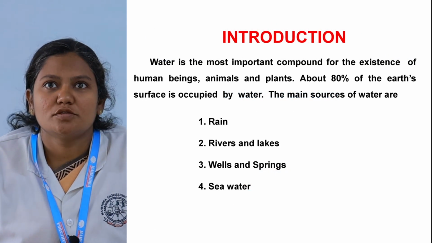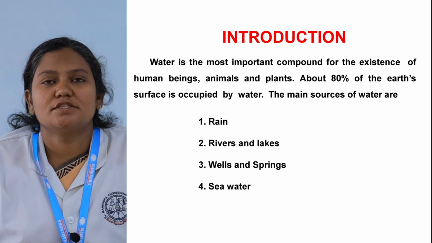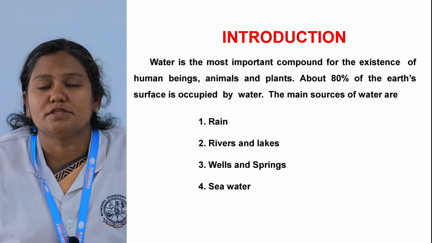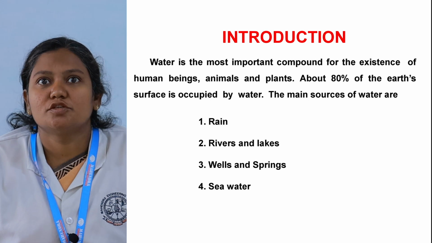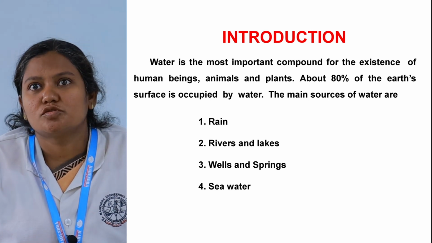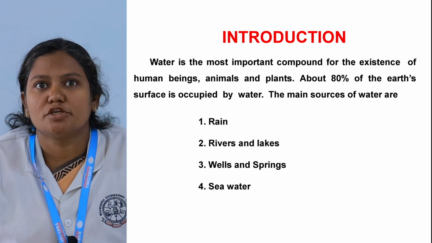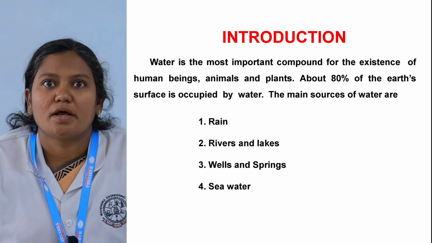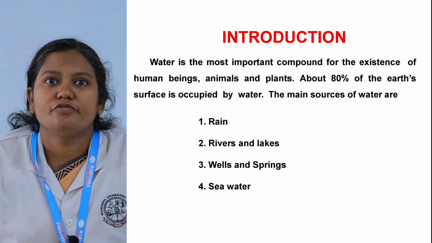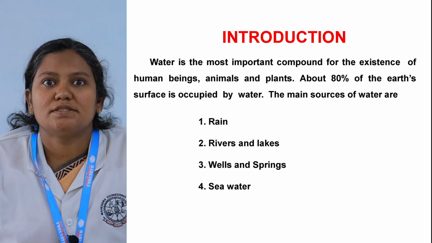Water is the most important compound for the existence of human beings, plants and animals. 80% of the earth's surface is occupied by water. The main sources of water are classified into two: natural sources and artificial sources. A few examples: rain, rivers and lakes come under natural sources of water. Artificial sources of water are wells and springs.